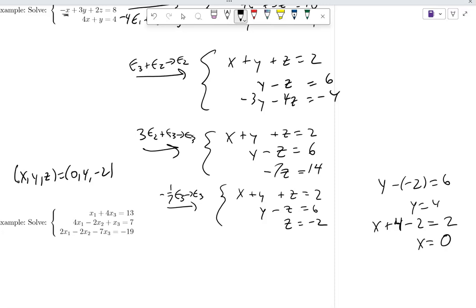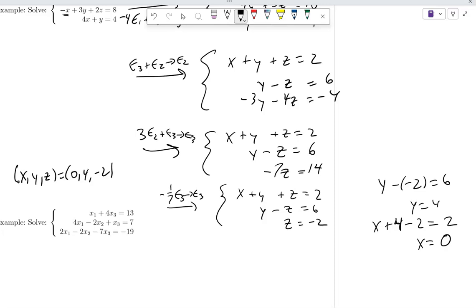And you can always check your answer, right? Because if you plug in 0 for x, 4 for y, negative 2 for z, into each of the 3 equations, you should get true statements. So you can always check your answer when you're done. Questions?